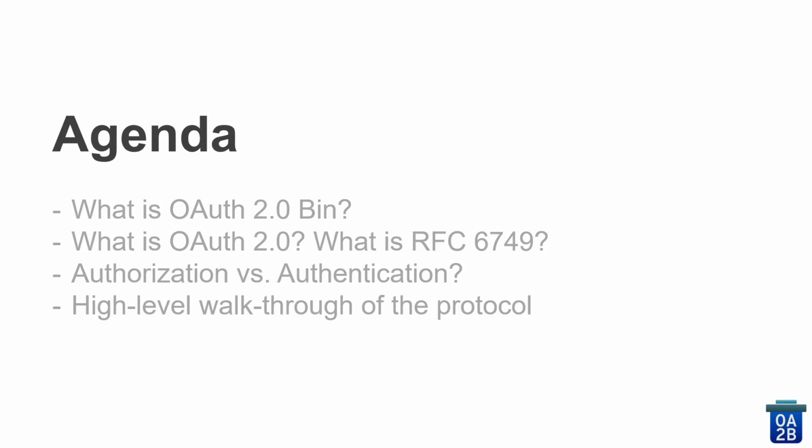So in this introductory episode, we'll first quickly talk about my project, OAuth 2.0 bin, then OAuth 2.0 in general, and the RFC that specifies it. Then we'll make a very important distinction between authorization and authentication, which is important because OAuth 2.0 is an authorization framework. Finally, I'll give you a high-level walkthrough of the protocol to get a sense of how things work and how OAuth 2.0 achieves its goals.